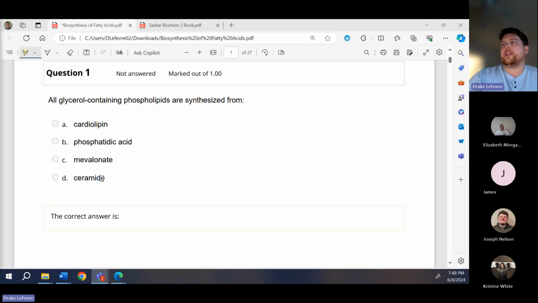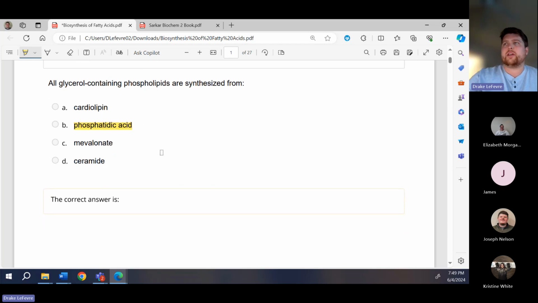All glycerol-containing phospholipids are synthesized from which of the following? This one you're going to see a lot in a lot of different answers. The answer is phosphatidic acid. If we get to there, we'll look at cardiolipins and that kind of stuff.